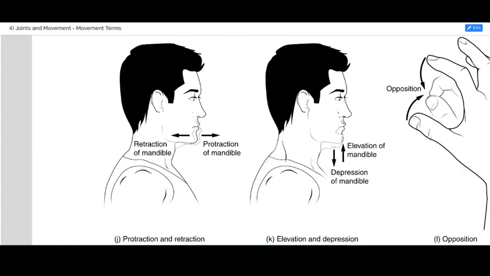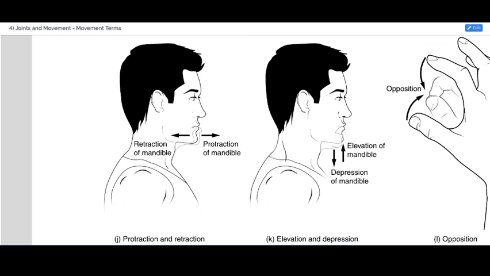These two pairs of words are usually used to refer to the jaw, although they can apply to other parts of the body as well. Retraction and protraction is to move anteriorly and posteriorly. When you protract your mandible, you're emphasizing an underbite. When you retract your mandible, you're emphasizing an overbite.